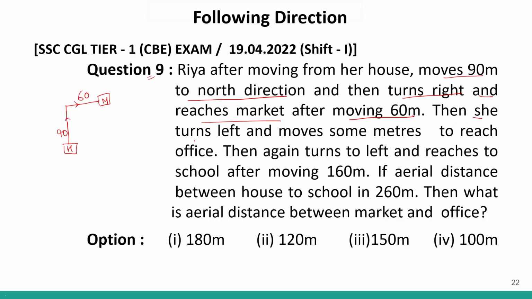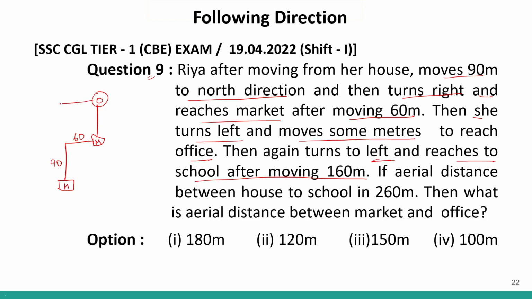Now, then she turns left and moves some meters. So it is not known to us how much she moves. So let me start from here. This is the house. She moved 90 meters towards north, then 60 meters towards the right and reached a market. Okay. Then she turns left and moves some meters. So how much distance is not known to us to reach office. So office. Then she turns to left and reaches to school after moving 160 meters. So from here, she goes 160 meters to reach a school.